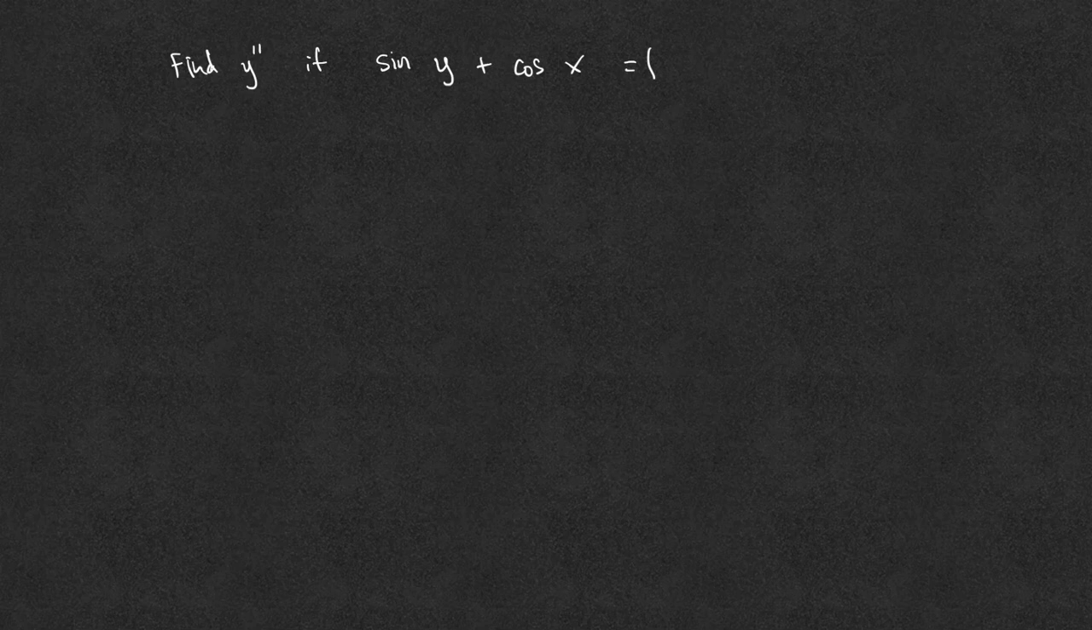Find the second derivative y double prime by implicit differentiation for sine of y plus cosine of x equals 1. Even if we were not told that it is implicit differentiation, we will need to use implicit differentiation because the y is inside another function, so this equation is given implicitly.